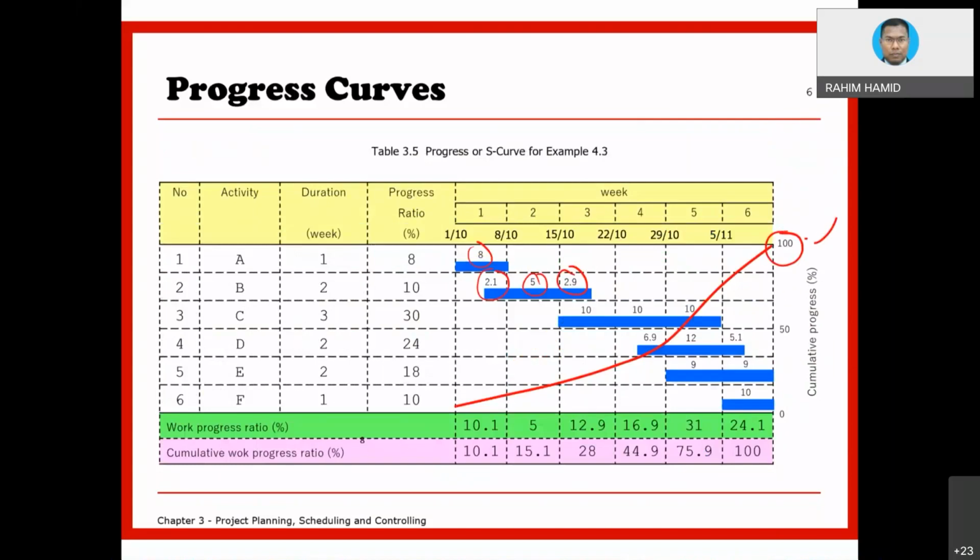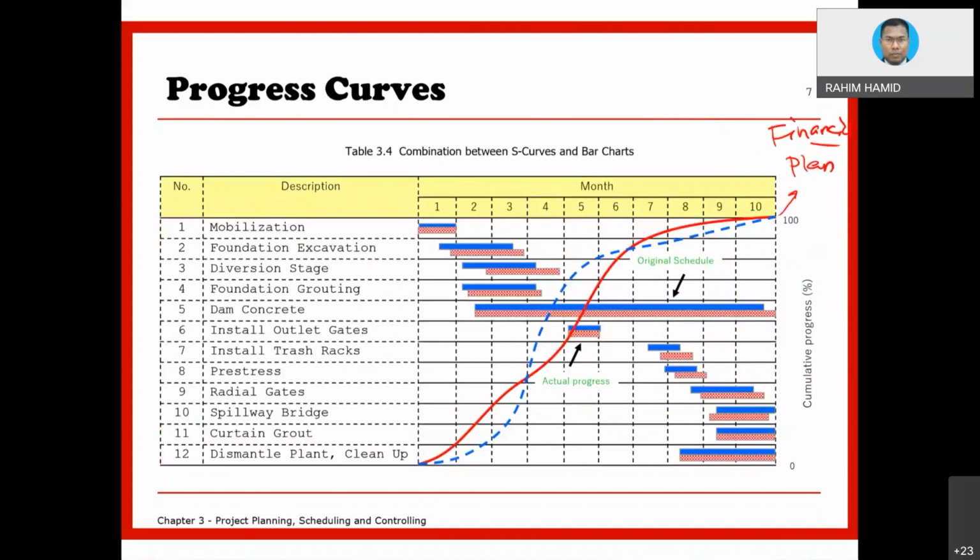There are two S-curves that are normally used in construction, for instance: the physical progress S-curve, and then the financial one. Both of the progress curves have what we call the plan. The plan is something original. We plan it at the beginning of the project, and then the dotted line is the one we call actual.